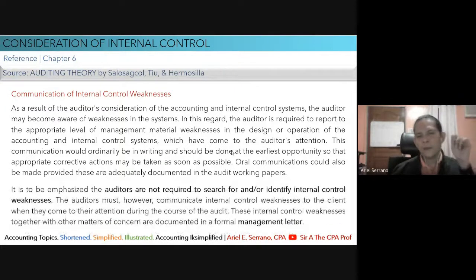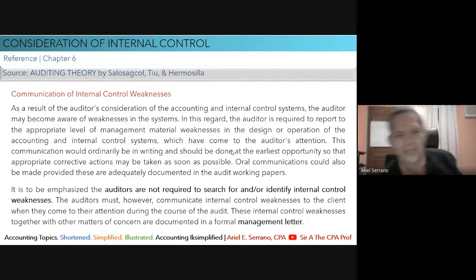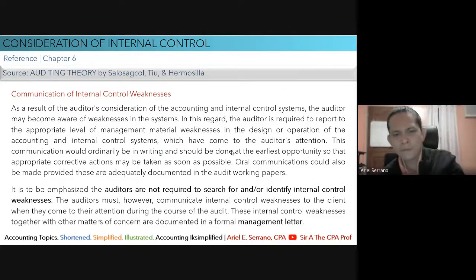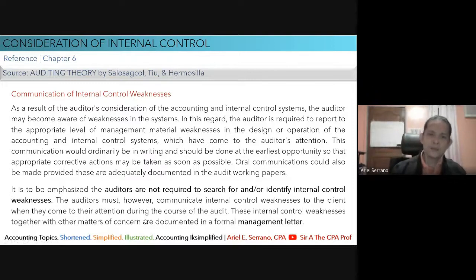Okay? Emphasis: the auditor is not required to look for control weaknesses. You might say that the auditor is required to search for and identify internal control weaknesses. No. Only if he sees any during his understanding of internal control and during the testing of controls. The auditors, however, must communicate internal control weaknesses to the client when they come to their attention during the course of the audit. And this is usually documented formally through a management letter.